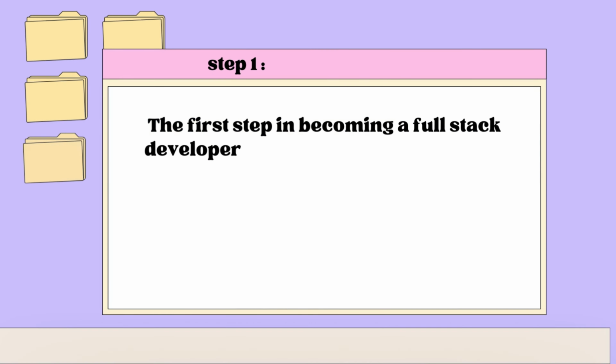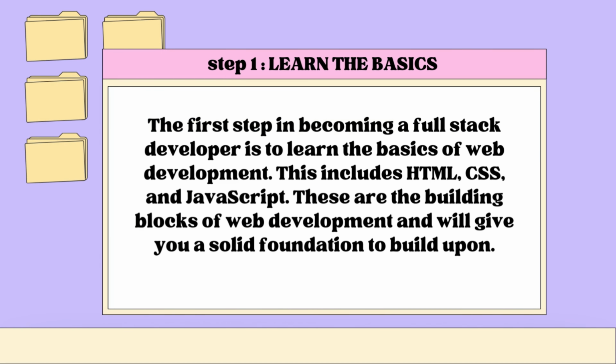Step 1. Learn the basics of web development. The first step in becoming a full stack developer is to learn the basics of web development. This includes HTML, CSS, and JavaScript. These are the building blocks of web development and will give you a solid foundation to build upon.